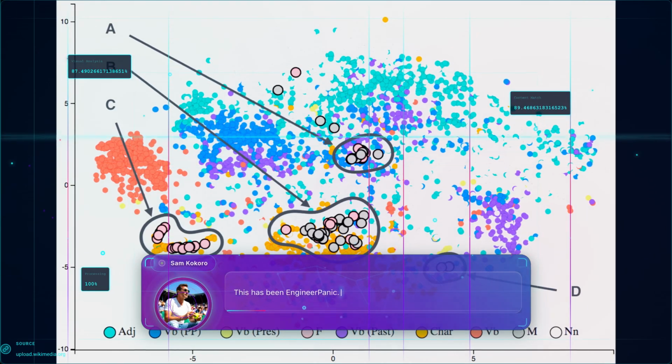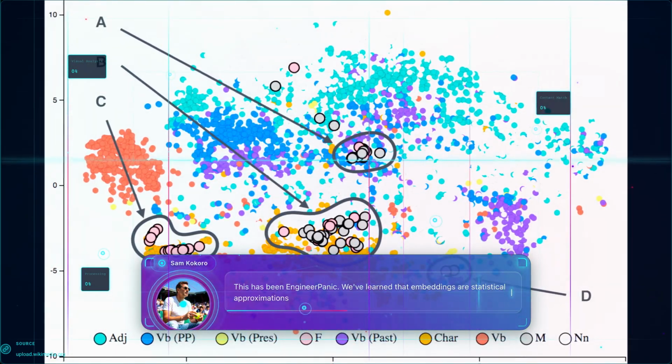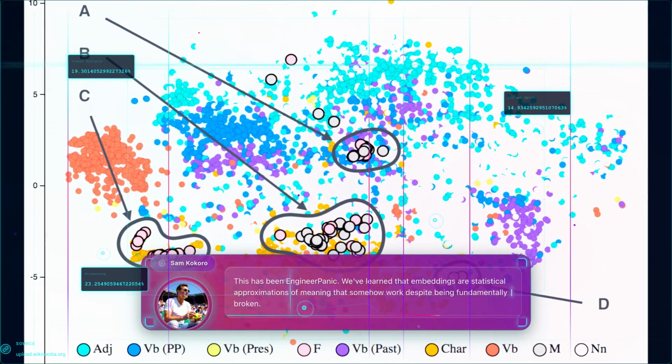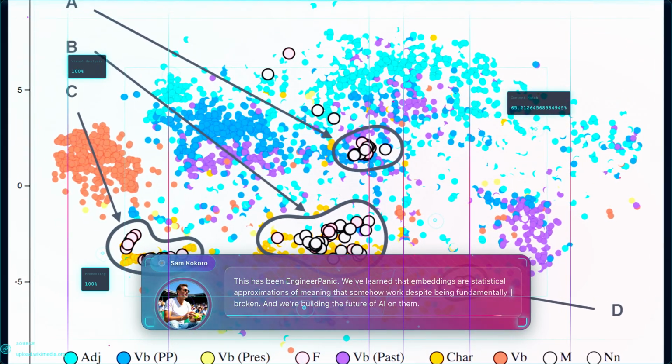This has been Engineer Panic. We've learned that embeddings are statistical approximations of meaning that somehow work despite being fundamentally broken, and we're building the future of AI on them.